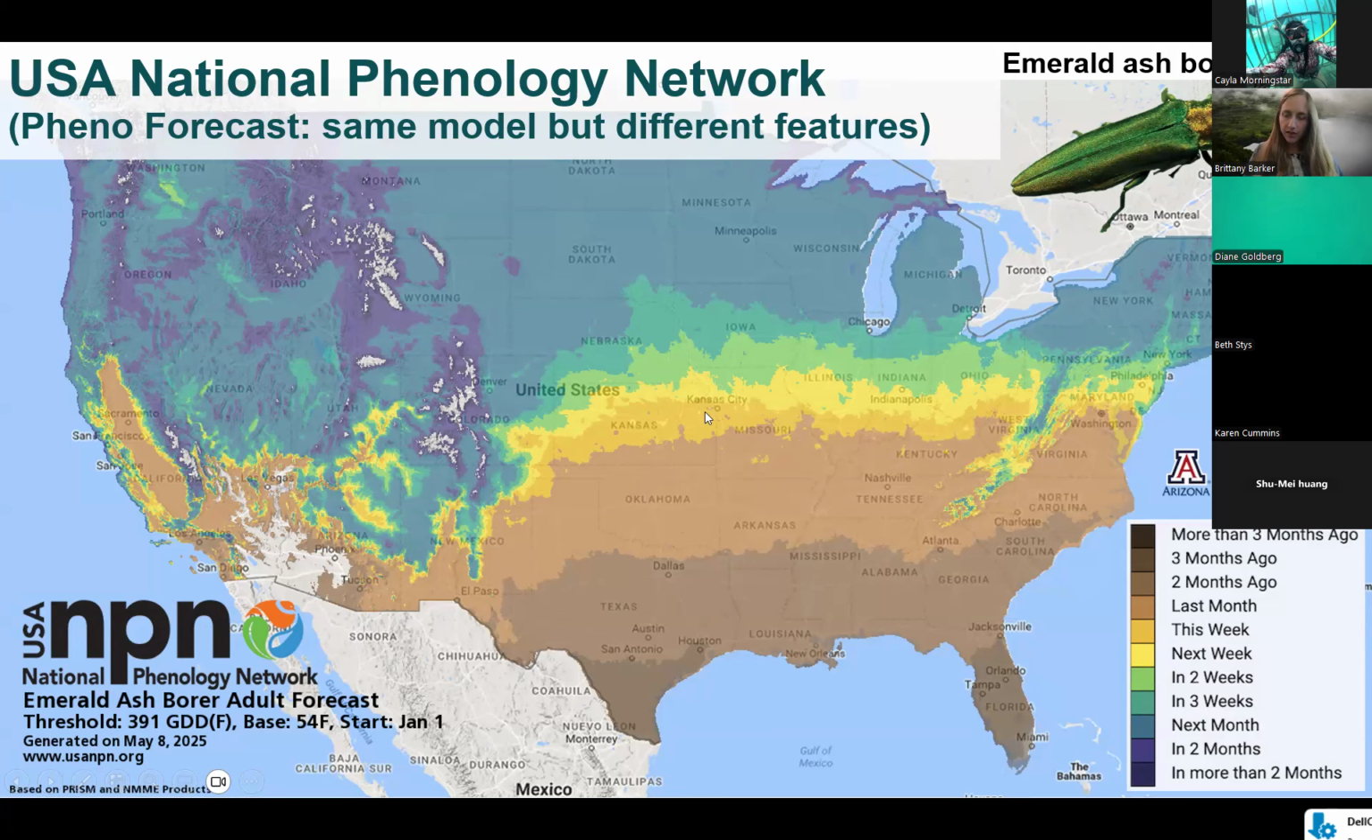So if you lived in Indianapolis or in Kansas City, you can see that adults would be predicted to emerge next week, right? Compared to up in the Portland, Oregon area where emergence wouldn't occur for at least a couple more months. And down here in the south, it had already occurred. It occurred like 2 or 3 months ago.